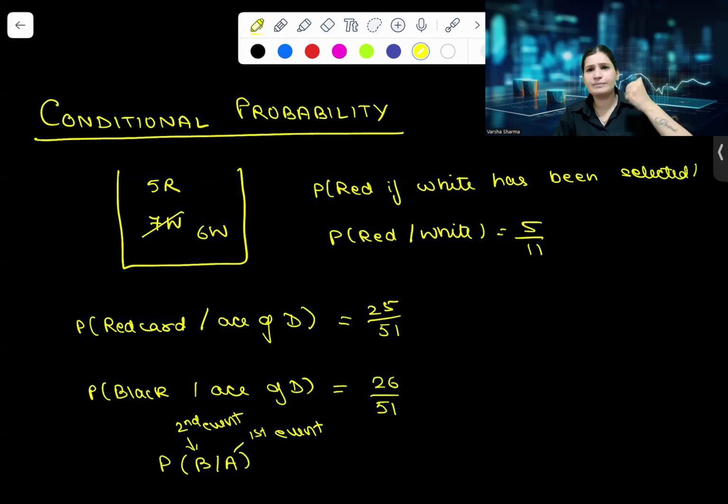So 5 by 11, 25 by 51. We don't need any formula. In some cases, we have to use the formula, so we have to learn the formula also. Let's write down. Did you understand the basic concept of conditional probability? Yes, ma'am.